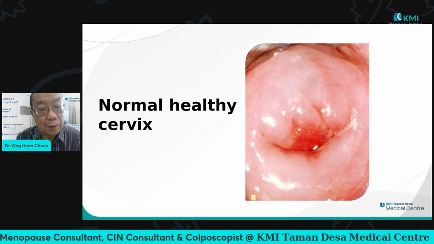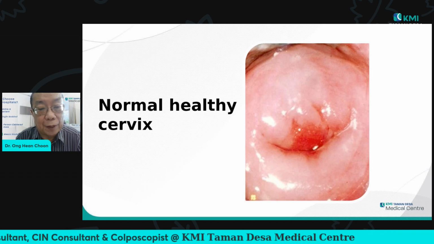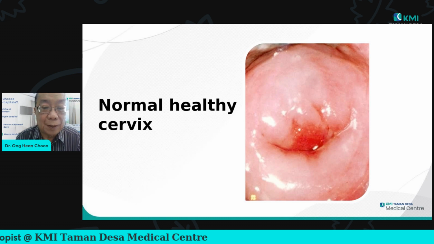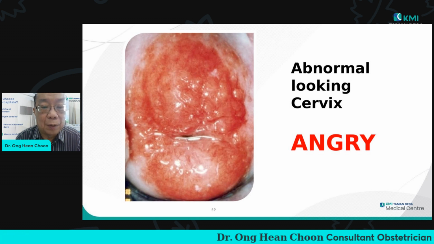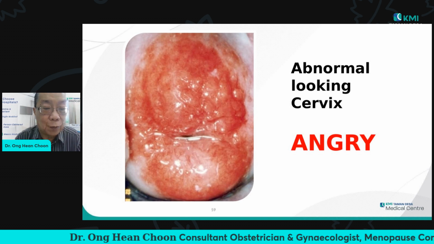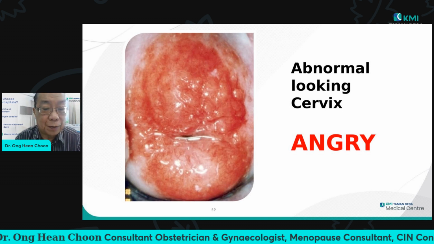This is a colposcopic picture of a normal, healthy cervix, nice and happy. This is a picture of an abnormal looking cervix. We call it angry looking. You can see all the abnormal changes.